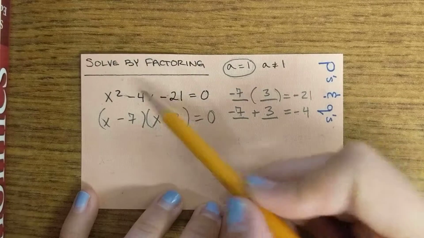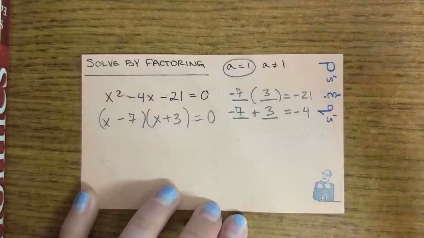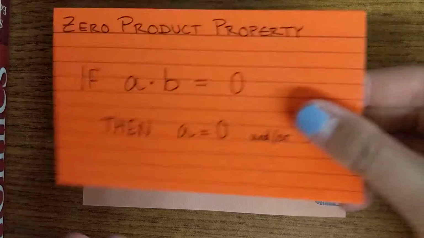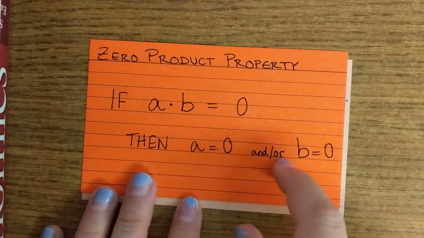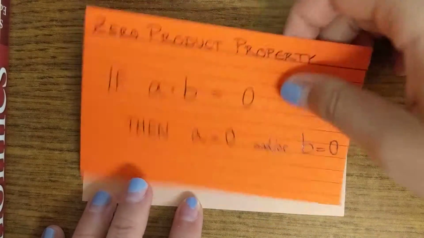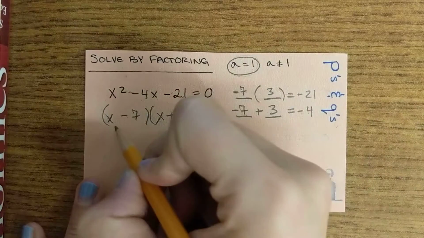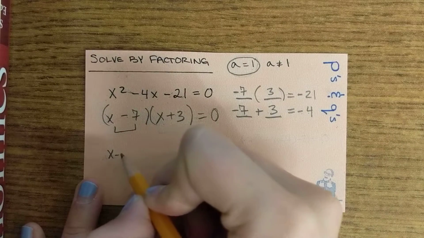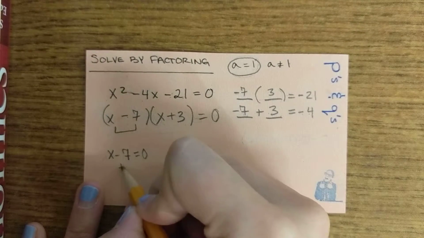You're done with the factoring, but you still need to solve. Solve using the zero product property. The zero product property states that if a times b equals 0, then a equals 0 and/or b equals 0. So this times this equals 0. This factor, make it equal to 0, and solve for x.